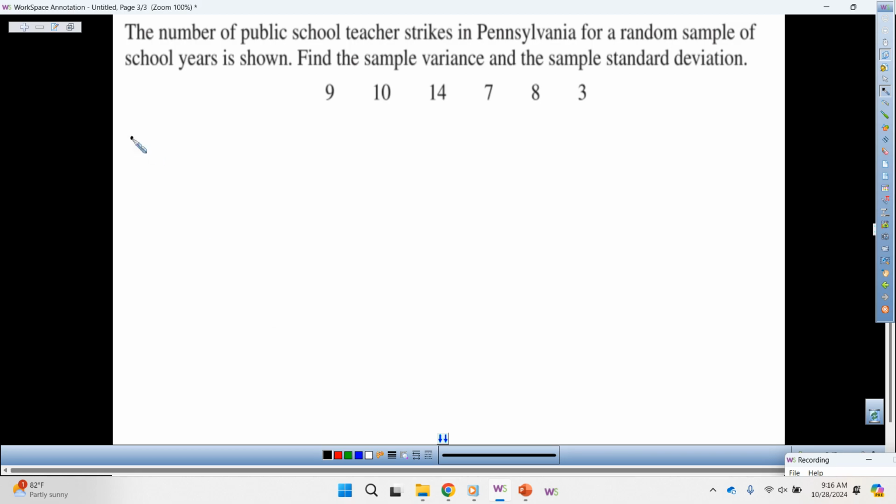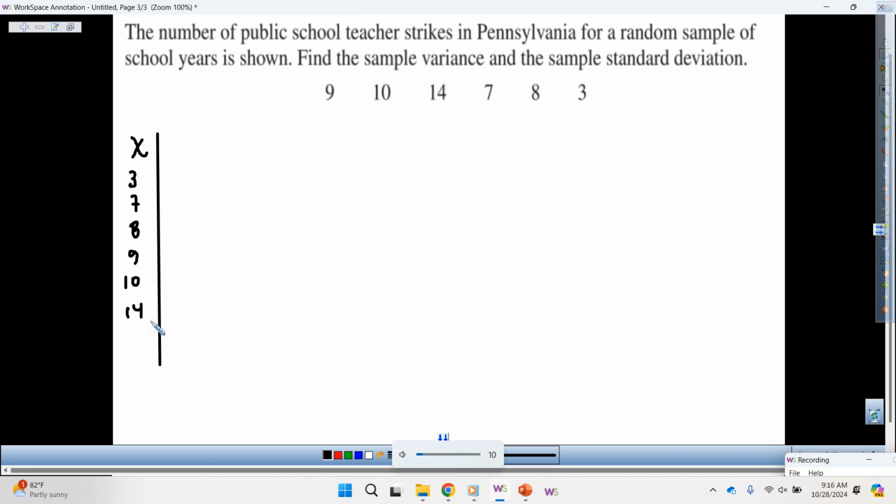And then we're going to start our first column with what? X. First column with X. All right, ascending order: 3, 7, 8, 9, 10, 14. We good? Tell your neighbor what to do first with all that data.